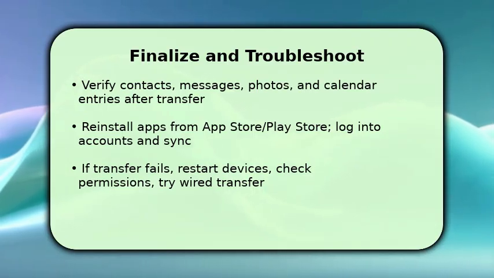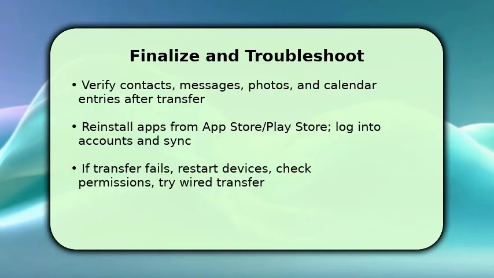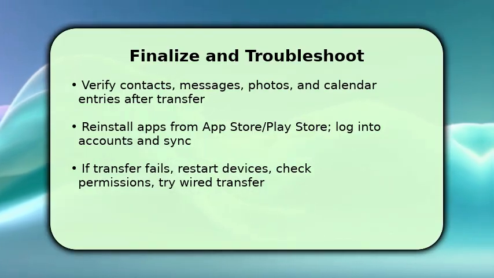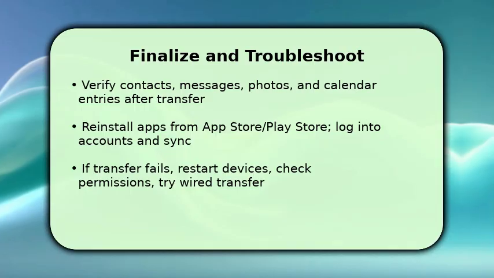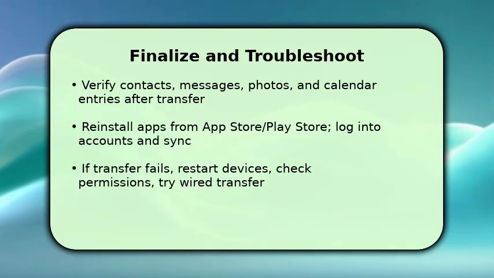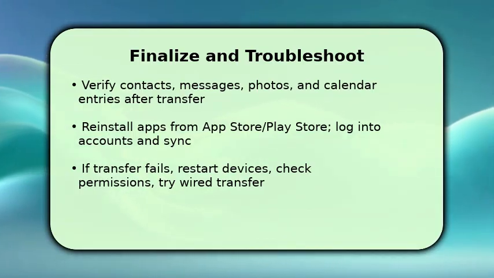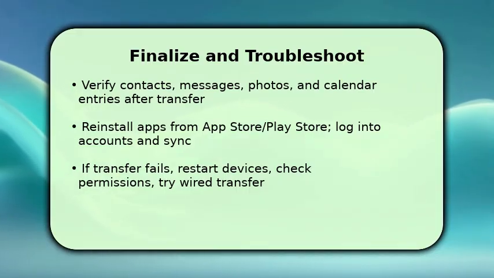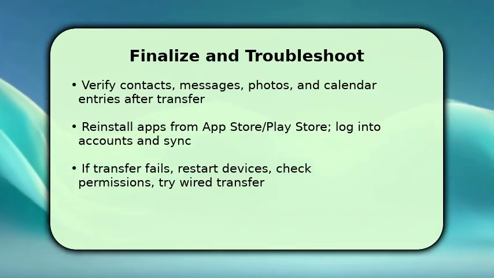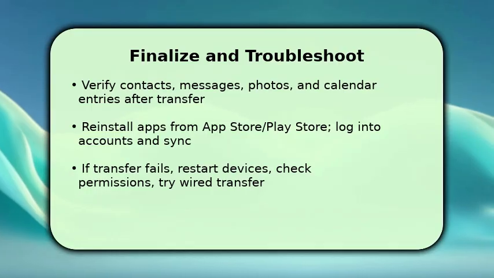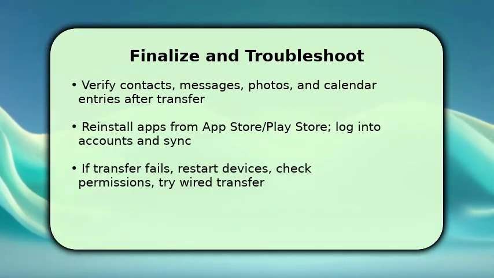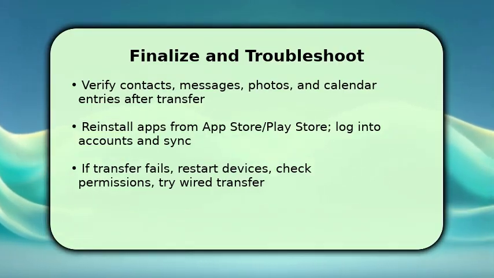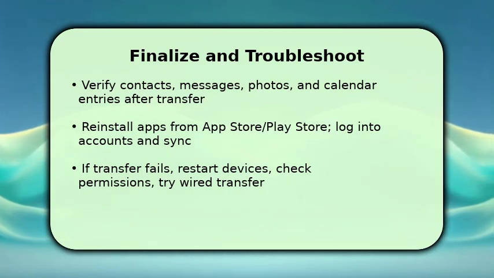Open contacts, messages, photos, and calendar on the target device to confirm completeness. Reinstall missing apps from the App Store or Play Store and sign back into your account so data syncs in the background. If something didn't copy, restart both phones and recheck app permissions. Many failures come from denied storage or network access. If wireless methods keep failing, switch to a wired transfer or use Cloud Backup Restore. That often solves interrupted transfers quickly.